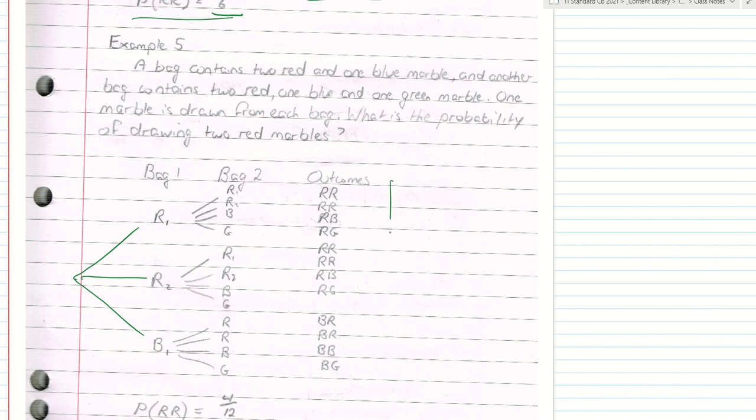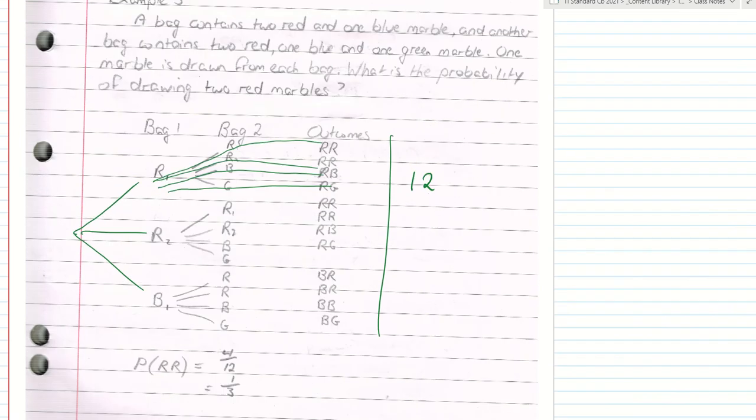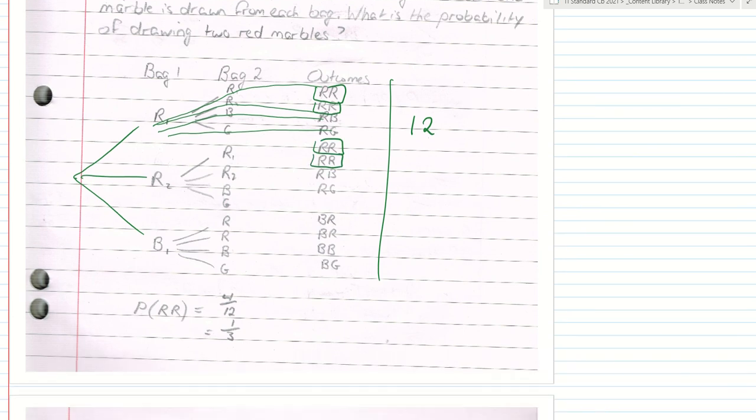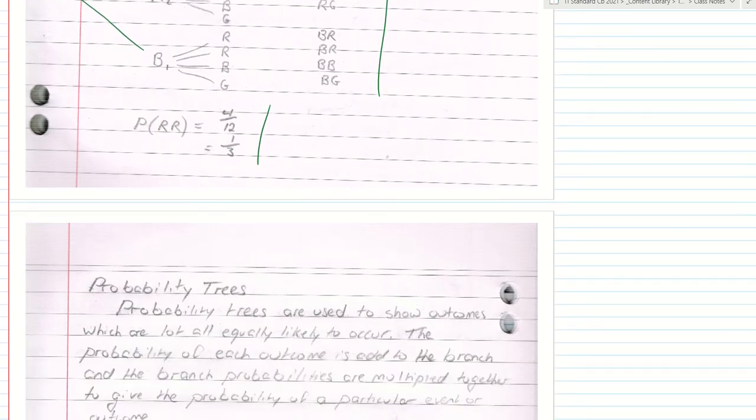My sample space is over here, which I get from just going through my lines, through my branches and listing. I've got in total 12 chances, so they're all going to be out of 12. And that's asked me for 2 red. So I've got 2 red there, and I've got 2 red here. So I've got 4 out of 12. My probability is 4 out of 12, which will simplify to 1 on 3.